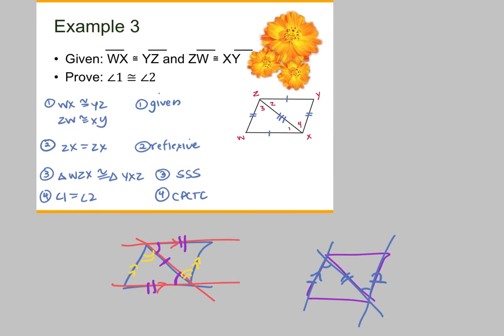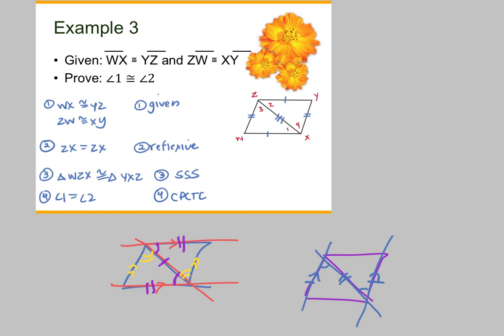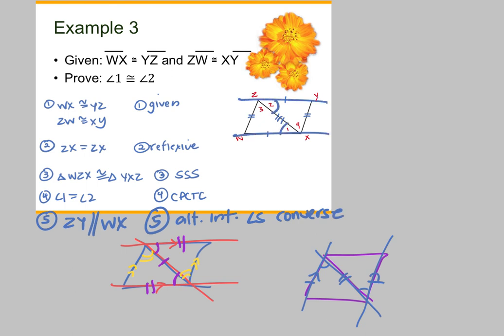I could actually take this whole proof and go a step further and say that those lines are parallel. I could say that ZY is parallel to WX, and my reason would be alternate interior angles converse. So because these are congruent, I could say these are parallel. So that's how you could see it pushed one more step.